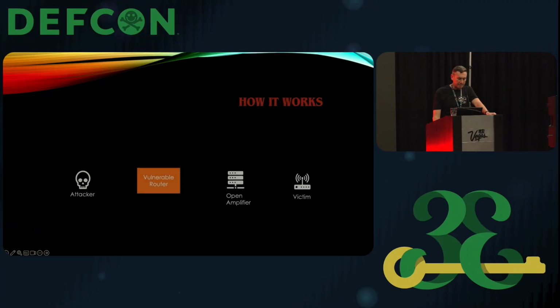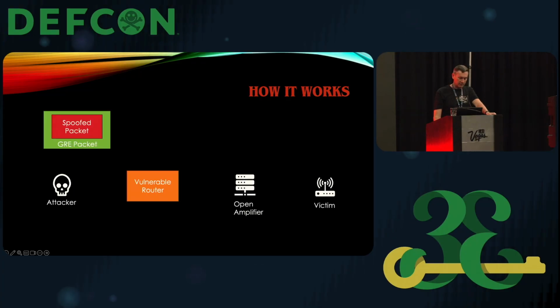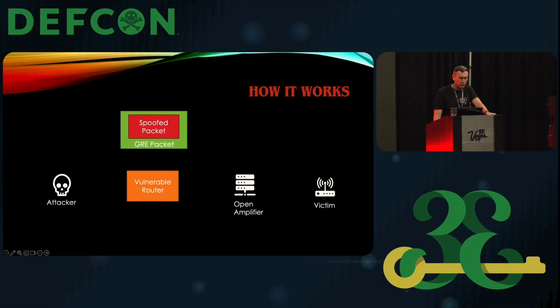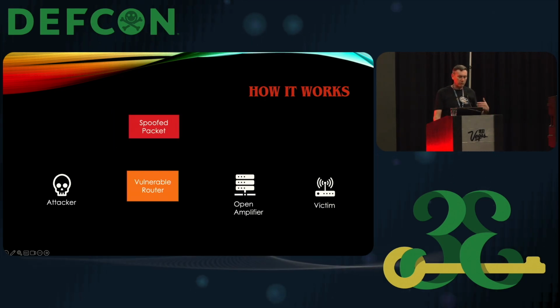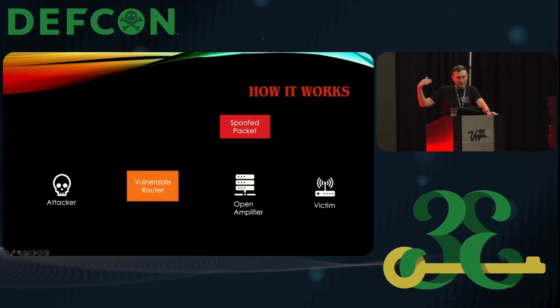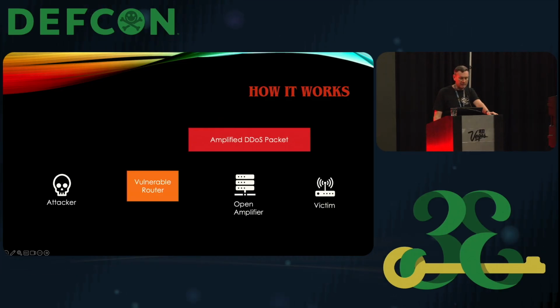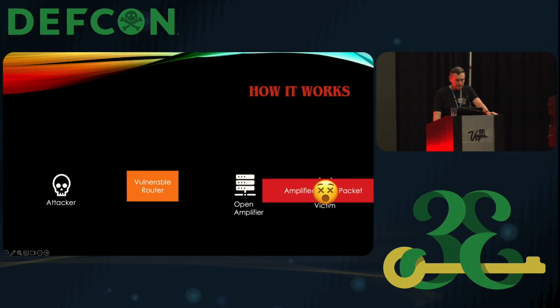I have an animated slide here that shows how the attack works. The attacker creates this spoof packet, encapsulates it in GRE, and sends it to the vulnerable router. The vulnerable router removes that GRE encapsulation. Then it gets sent to the amplifier. The amplifier then amplifies the attack traffic, and it's sent down to the victim.